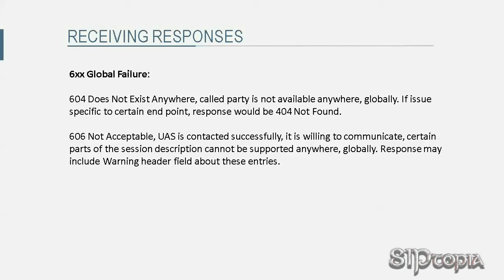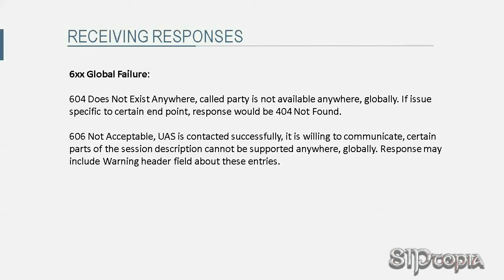604 does not exist anywhere is an indication that the called party is not available anywhere globally, as opposed to 404 not found, that would be specific to a certain endpoint only. In other words, the called party is not known by the servers available in the environment, nor do they know anywhere to send the calls to in hopes to reach that specific called party.